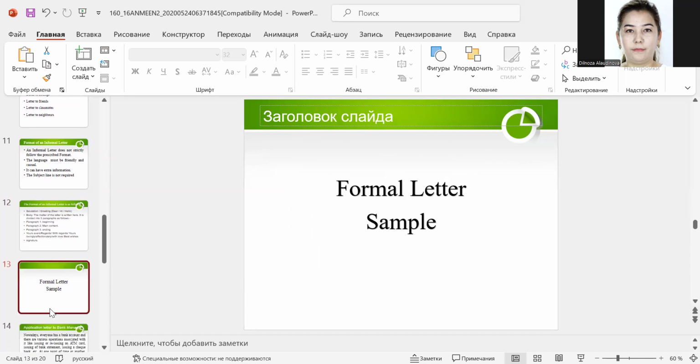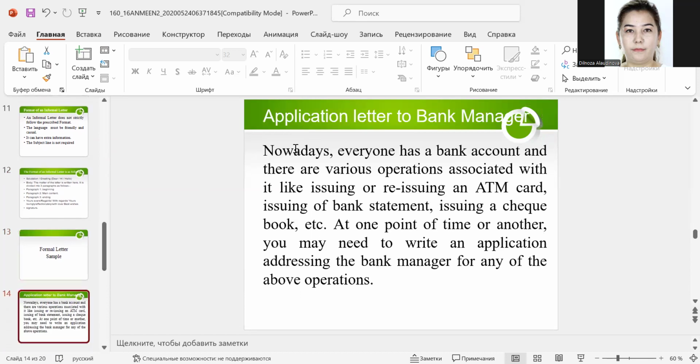Formal letter sample. Application letter to bank manager. Nowadays, everyone has a bank account, and there are various operations associated with it, like issuing or reissuing an ATM card, issuing of a bank statement, issuing a checkbook, etc. At one point of time or another, you may need to write an application addressing the bank manager for any of the above operations.